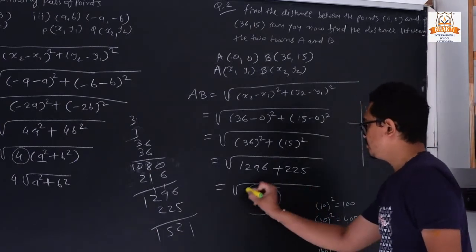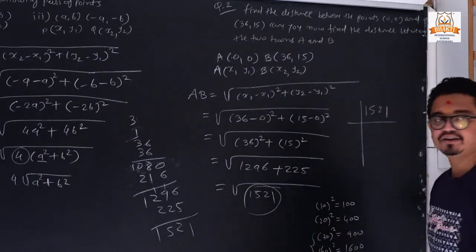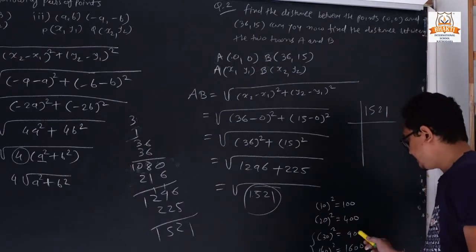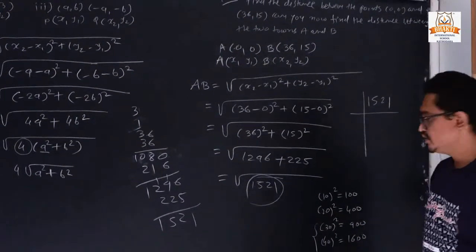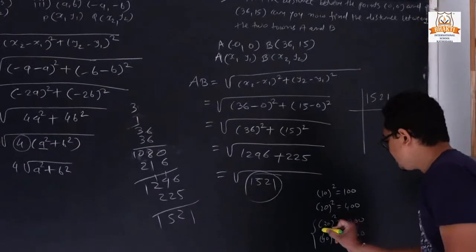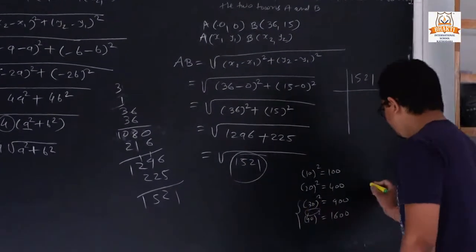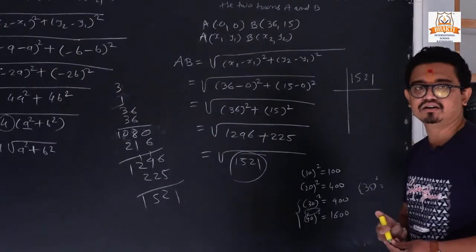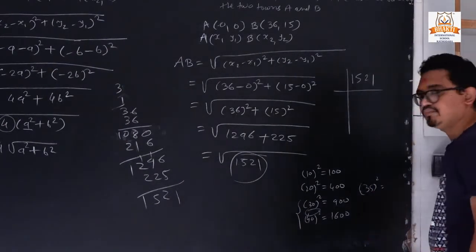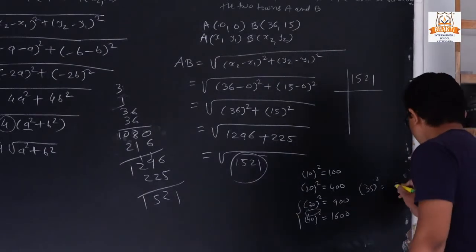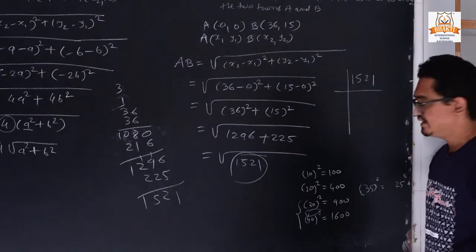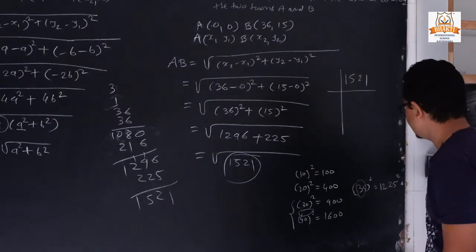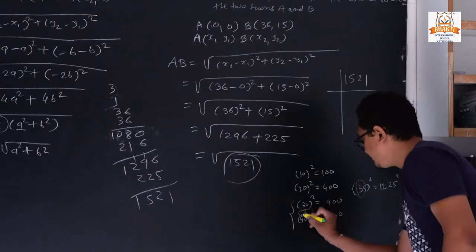This value is between 30 and 40. See that 1521, it is between 900 and 1600. So we also need to find the square of 35. Last time we saw the shortcut method to find 35 whole square. First of all we put 25. After 3 we have a 4, so 3 4s are 12. So it will be 1225.